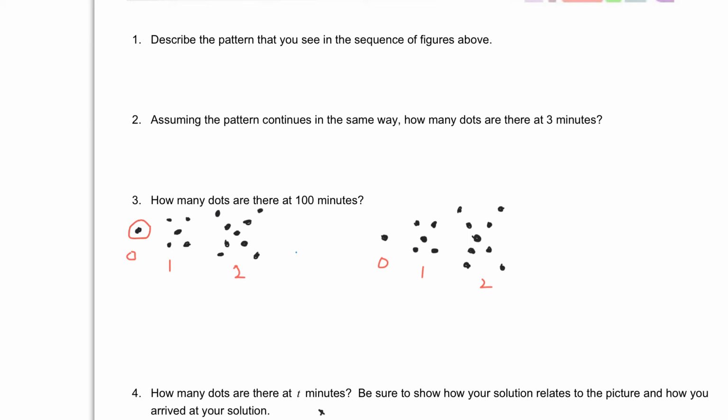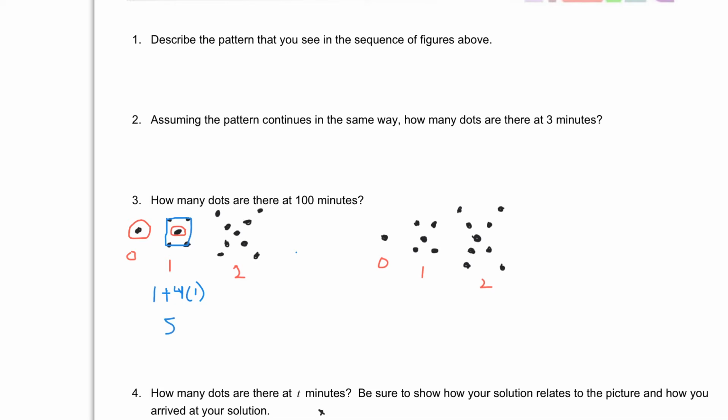If I go to 1 minute, I still have my 1 dot in the middle, but then I can think about it as adding a square of 4 dots each time. So let's look at that square. What I've done is I've taken my first dot, which was 1, plus I added 4 dots in that square 1 time. So altogether, I have 5 total dots.